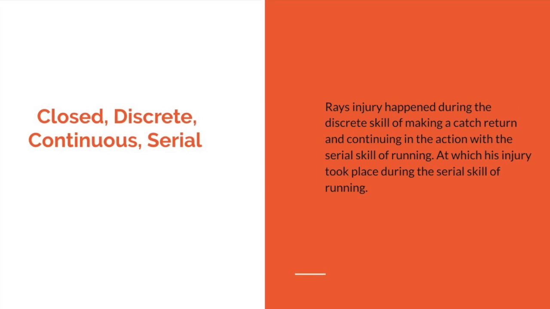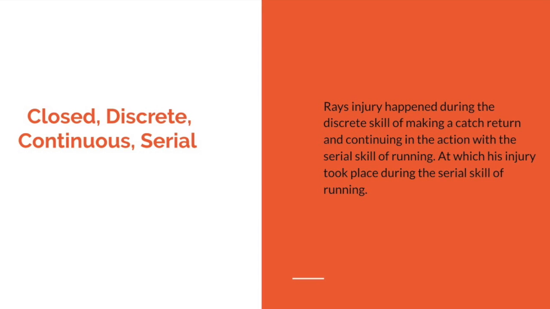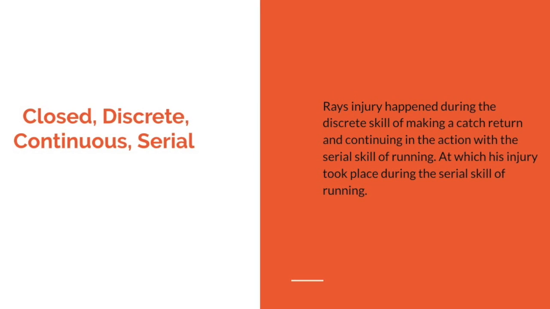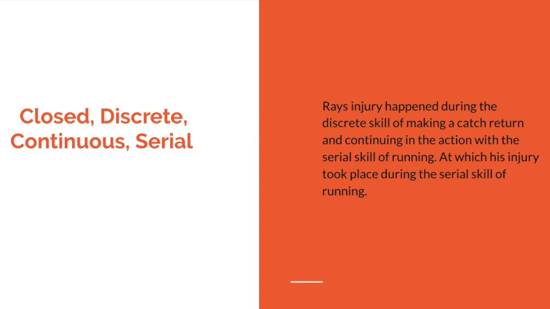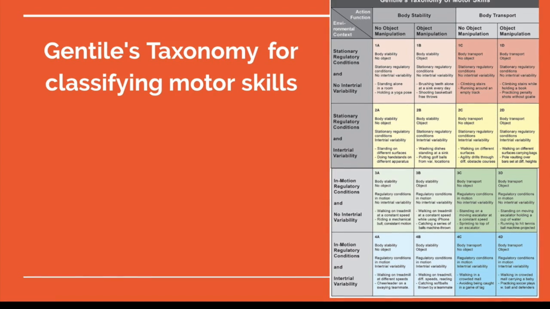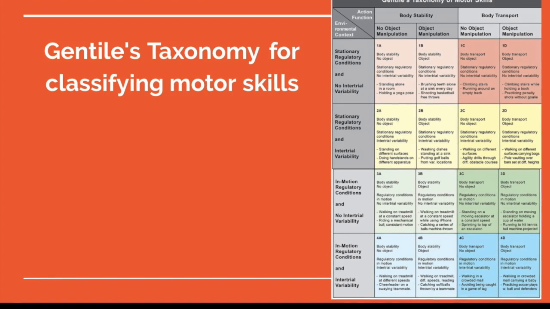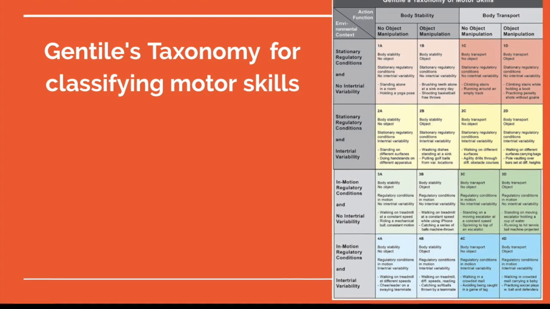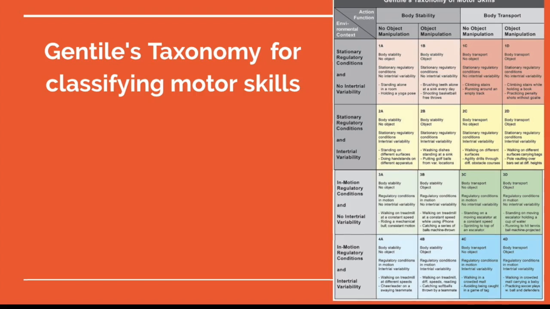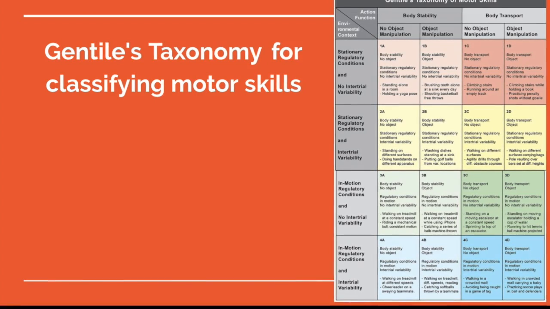However, his recovery is a closed skill and it's a continuous serial skill in the rehabilitation exercises that vary from his knee extensions to foot flexions. After carefully reviewing the Gentile taxonomy for classification of motor skills, we thought it would be appropriate to categorize these skills as 3A, 3D, 1A, and 1D.